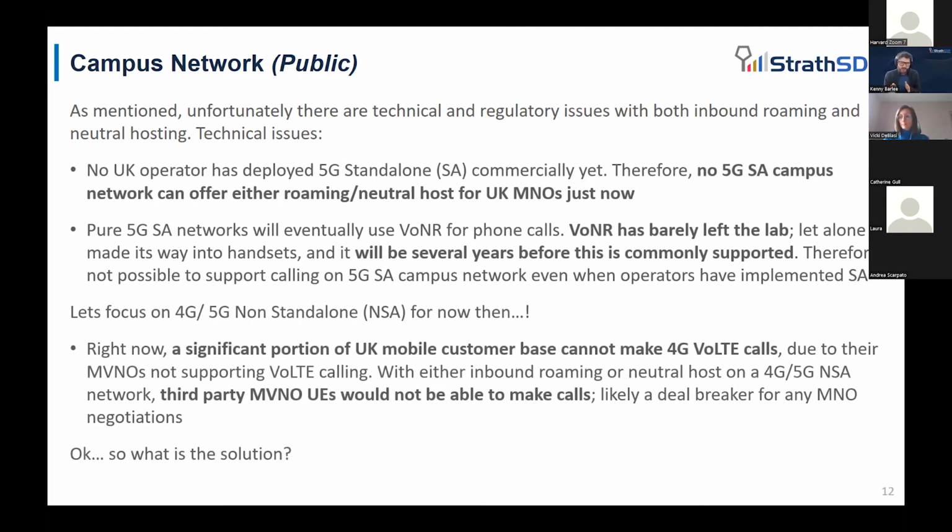So if we focus right now on 4G and 5G non-standalone, which is probably where most networks will be for the next 5-6 years. Right now, a significant portion of the UK customer base cannot make 4G VoLTE calls because they're virtual network operators. That's the likes of Tesco, Asda, all that kind of stuff. The giffgaff rather, not EE. They run on top of the MNOs. None of them support VoLTE calling. And this means that with either the inbound roaming or the neutral host, none of those MVNO UEs will be able to make calls. So that's again a bit of a deal breaker if you're doing MNO negotiations.